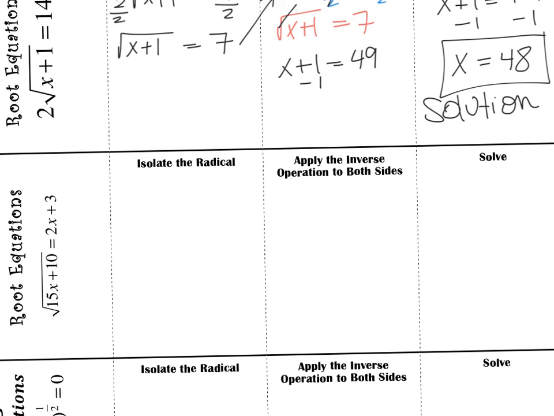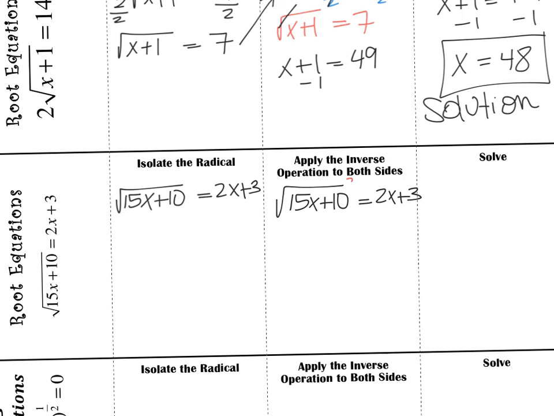Now let's move on to number 2. So let's look at our equation, which is the square root of 15x plus 10 equals 2x plus 3. Now, is the radical isolated? Yes, it is. So my first step is already done for me. Now let me move on to my second step, which is basically to do the inverse operation. So what I need to do is I need to square both sides.